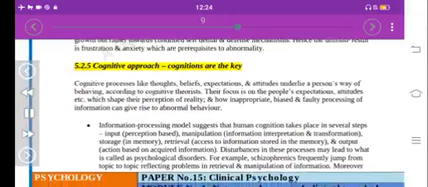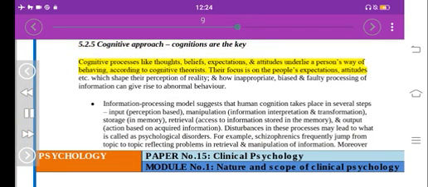5.2.5 Cognitive approach. Cognitions are the key. Cognitive processes like thoughts, beliefs, expectations, and attitudes underlie a person's way of behaving, according to cognitive theorists. Their focus is on people's expectations, attitudes, etc., which shape their perception of reality, and how inappropriate, biased, and faulty processing of information can give rise to abnormal behavior.